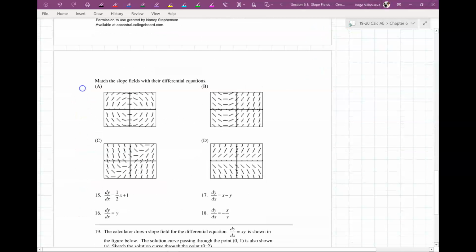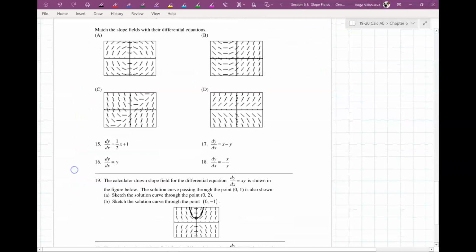Last page. Matching slope fields. All right? The way you do this, I know it looks really weird, but you do basically what we just did earlier, okay? So you're going to say, all right, let's start with number, I don't know, 17. Let's just do 17, okay?